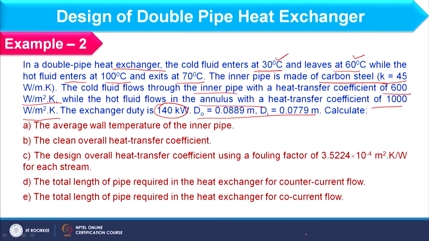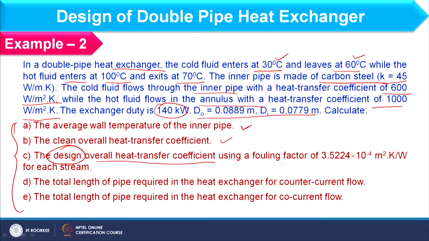What you have to find out is a number of parameters which we have to calculate. The first is the average wall temperature of the inner pipe. I hope you all remember the expressions. Next we have to find out the clean overall heat transfer coefficient, and further we have to find out the overall heat transfer coefficient, which I am calling the design overall heat transfer coefficient.